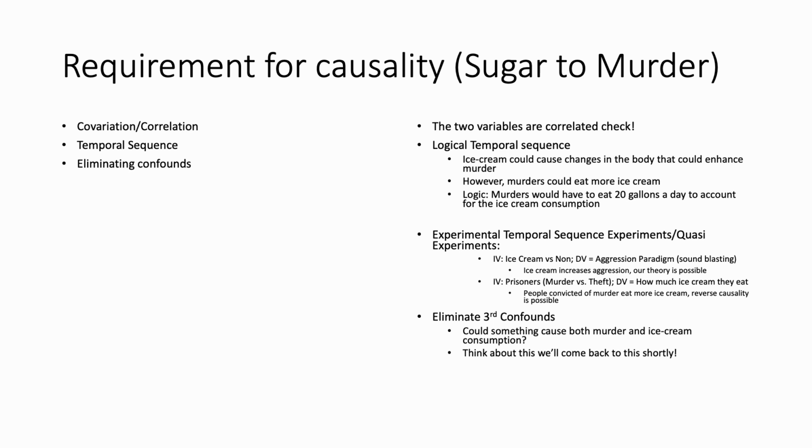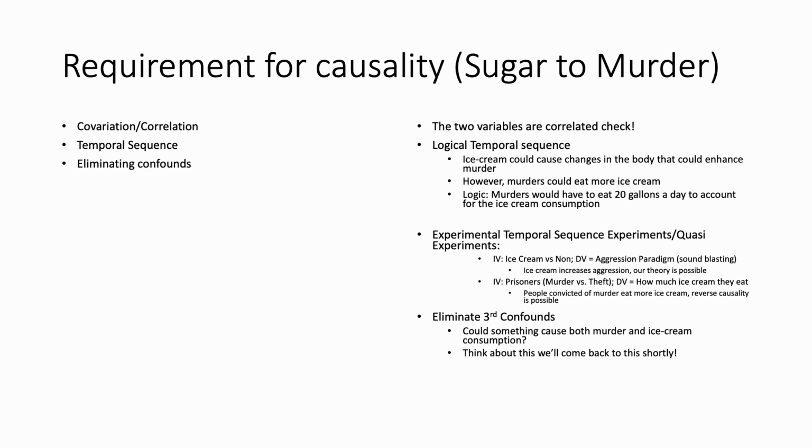We can do this ethically. We do study aggression in the lab. But if ice cream consumption increases aggression, you'd be able to argue that ice cream could possibly increase murders too. You would have that sort of argument handled. You could also run a quasi-experiment to examine if murderers do eat more ice cream than other folks.